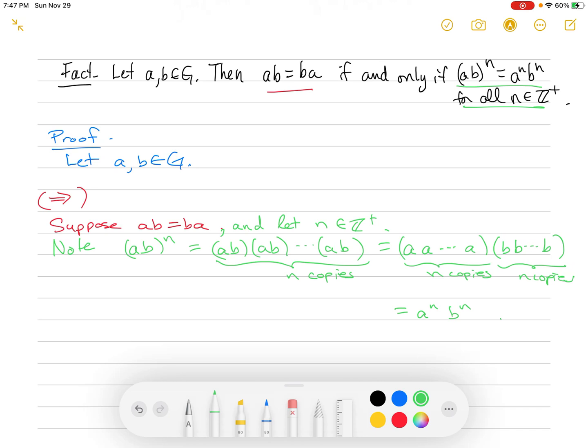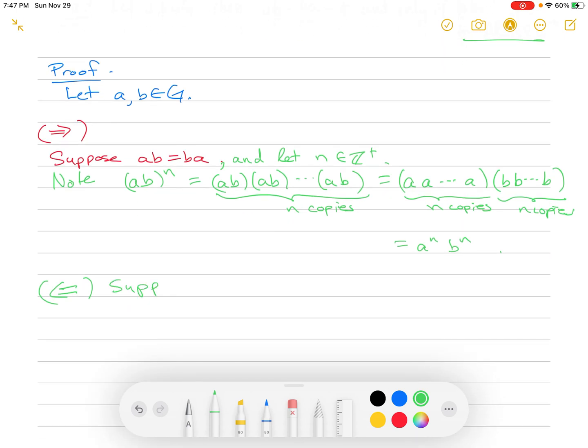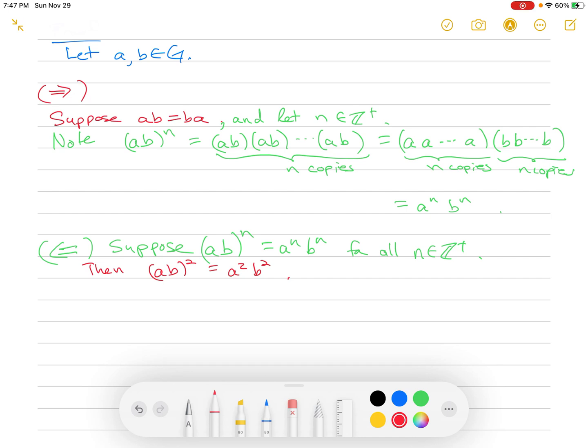Now going in the opposite direction, starting with the green and going towards the red, I'm going to assume that (AB) to the n equals A to the n, B to the n for all positive integers n. So let's suppose it holds true for all positive integers n. That means that (AB) squared equals A squared B squared. Right? If it works for all integers n, it has to work for n equals 2.